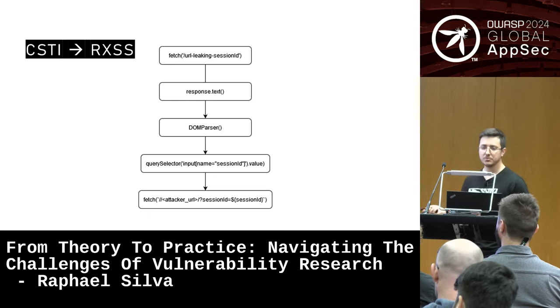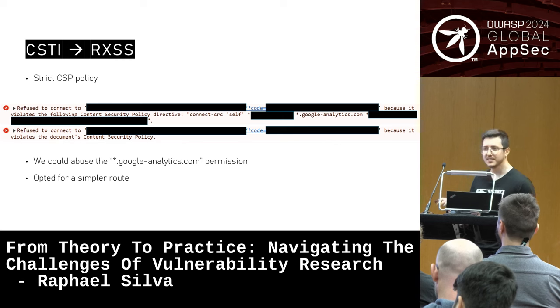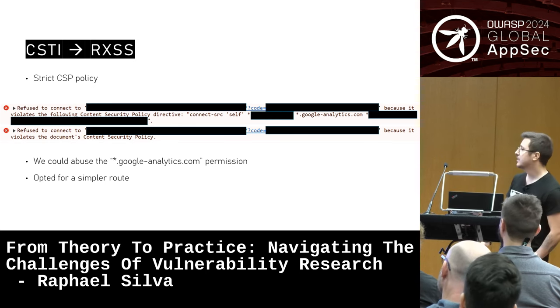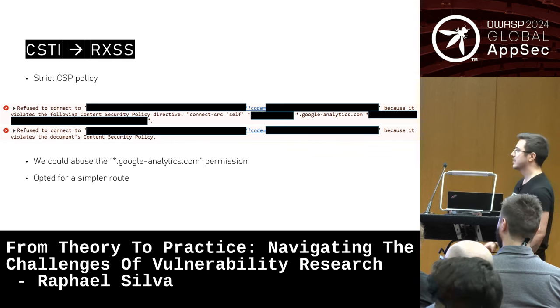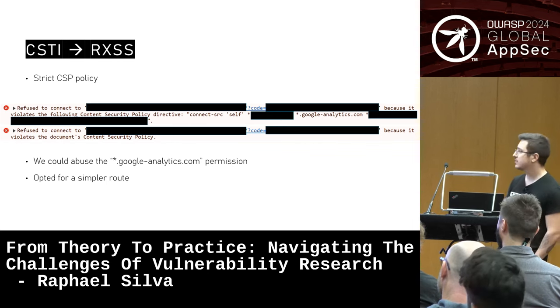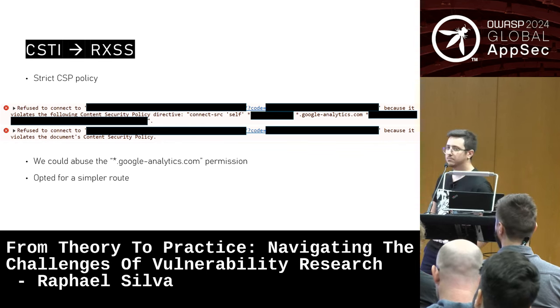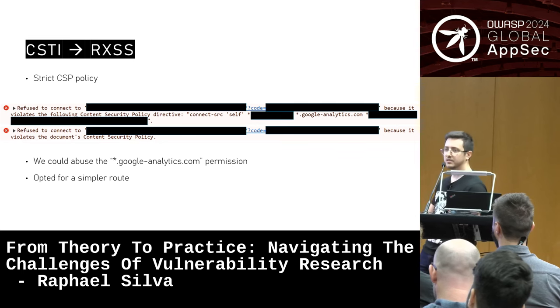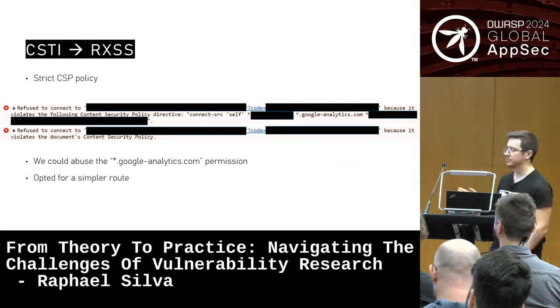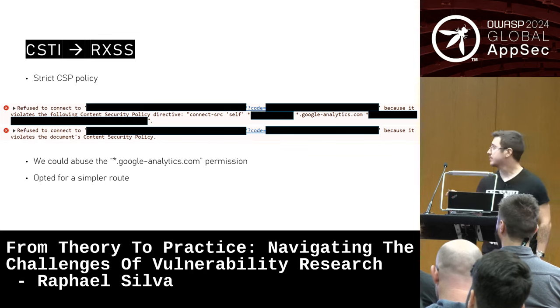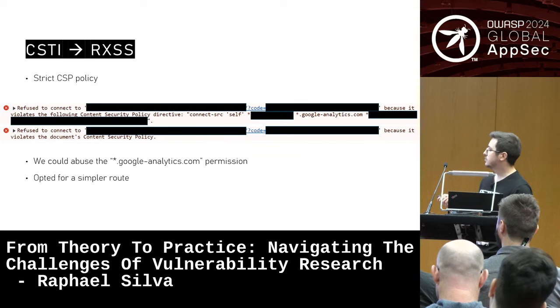Well, that would all be great. If things were that easy, they wouldn't be fun. So at least here we actually have an error message, so we weren't just in the blind this time. But okay, they have a somewhat strict CSP policy, especially the connect-src directive, which prevented pretty much any connections to domains outside of the actual application. But we actually have two options here. We could bypass the CSP because they were giving full access to any Google Analytics subdomain.